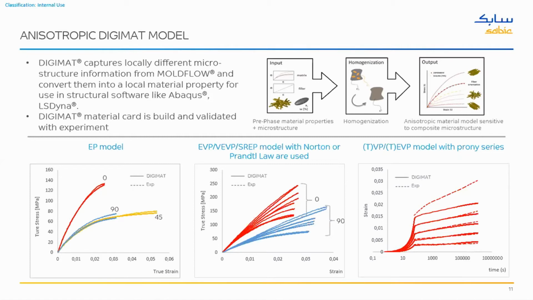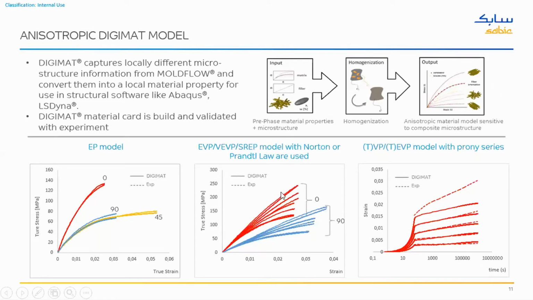Now, in Digimat, it all starts with giving basic information of the matrix properties and also your fiber type and the fiber properties, with also L over D ratios for the fibers. Then it uses its own homogenization approach for the material properties, and then subsequently develops the anisotropic material model, which can capture the behavior of the material as a function of the fiber orientations in the part. So at the end of this exercise, essentially you will have the anisotropic material card available.